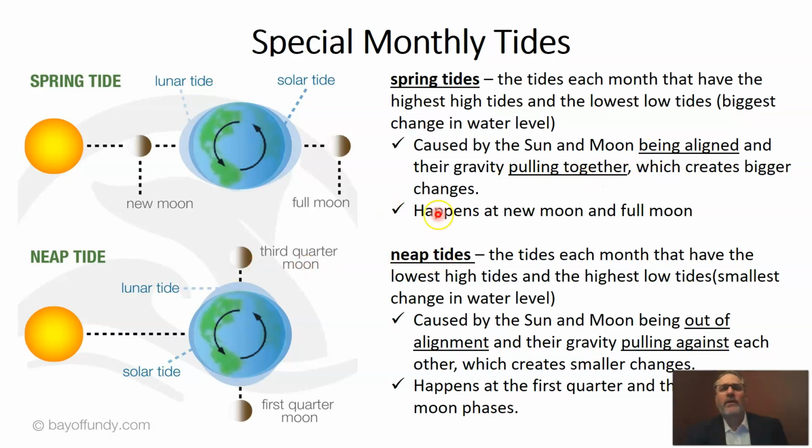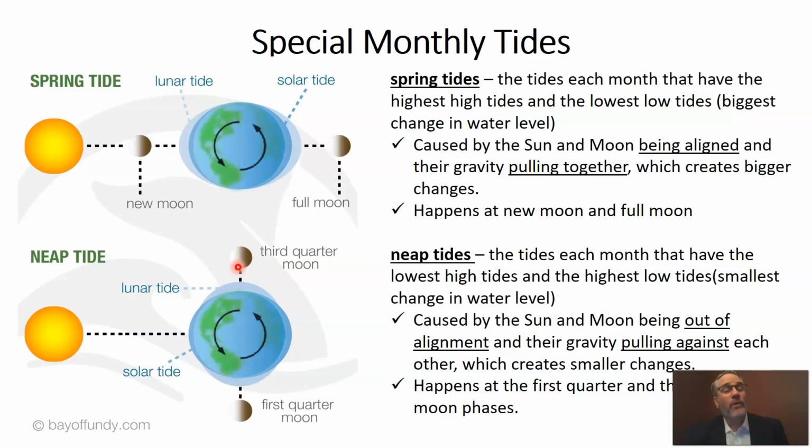So let's look at this. This is a spring tide. Let's look at a neap tide. So these are tides that have the lowest high tides and the highest low tides. So in other words, we get the smallest changes in water level. So if we look here, we can see that in our diagram, here's our tidal bulge. It's where we would expect it.